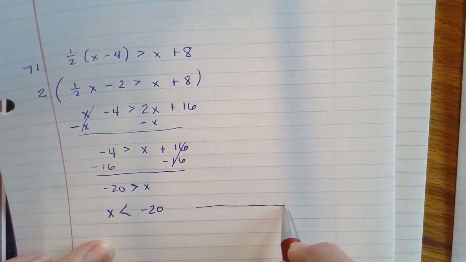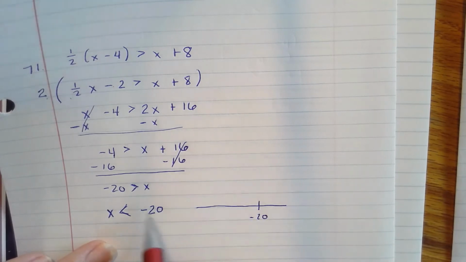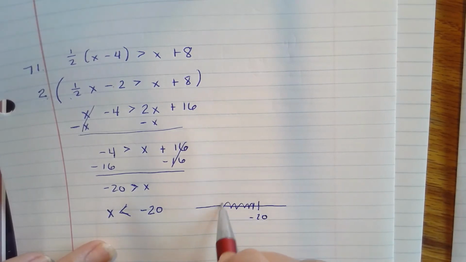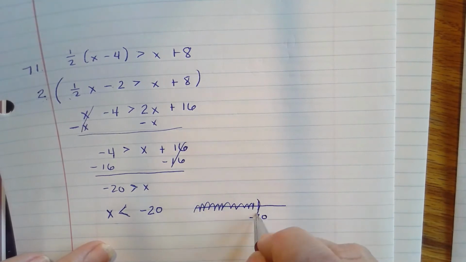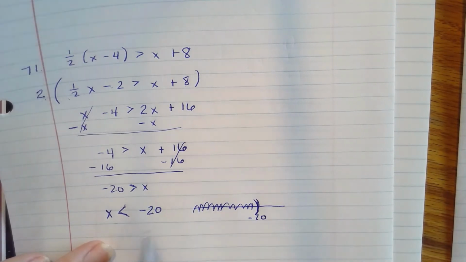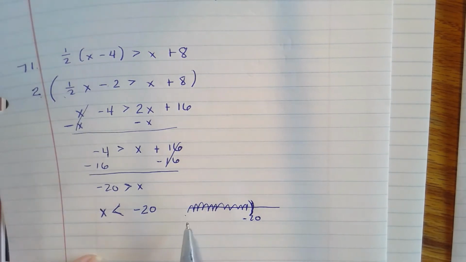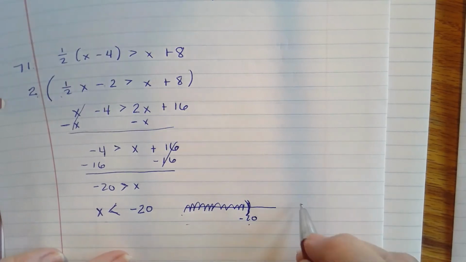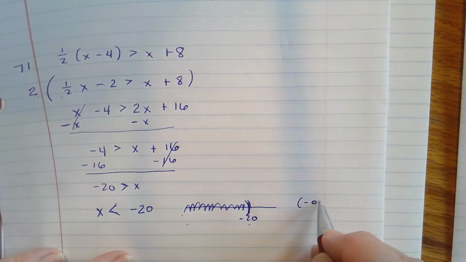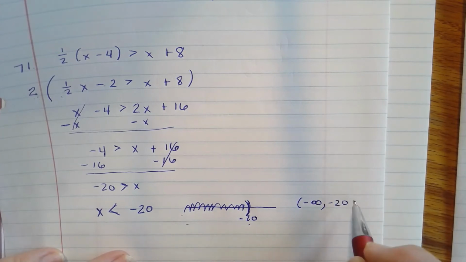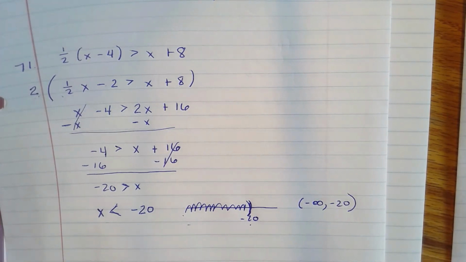So on a number line, we're going to mark negative 20. Less than is shade to the left. It has a parenthesis because it doesn't have an equal to with it. So this is negative infinity to negative 20. Remember, it's always left to right, and it's got to go in that order. So negative infinity to negative 20, and the 20 has a parenthesis.